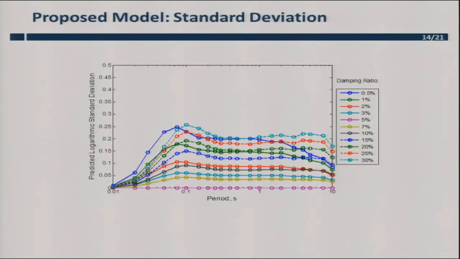Here you see the standard deviation plotted for the two parameters, period and damping ratio, that it depends on. It is 0 at 5% damping ratio at the bottom, and as you deviate from 5% to 0.5% and 30%, it reaches a maximum of just about 0.2, maybe 0.25 at some given period. It's not a strong function of period if your period is more than 0.1 second.